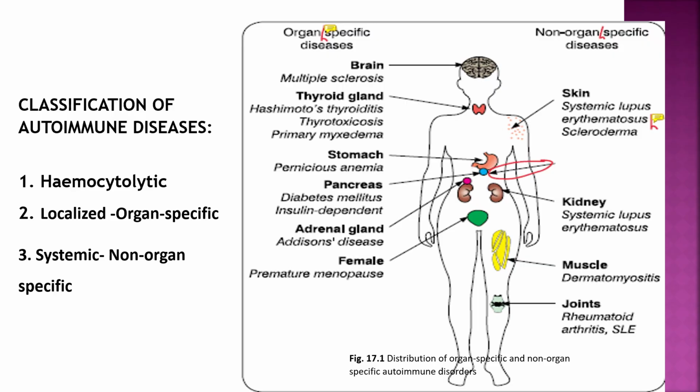Classification of autoimmune diseases. There are total three. First, hemocytolytic; second, localized, that is organ specific; and third, systemic, that is non-organ specific. So here are some examples of organ-specific diseases: brain, multiple sclerosis; thyroid gland, Hashimoto's thyroiditis, thyrotoxicosis, primary myxedema; stomach, pernicious anemia; pancreas, diabetes mellitus, insulin dependent; adrenal gland, Addison disease; female, premature menopause. Non-organ specific: skin, systemic lupus erythematosus, scleroderma; kidney, systemic lupus erythematosus; muscle, dermatomyositis; joints, rheumatoid arthritis, SLE.